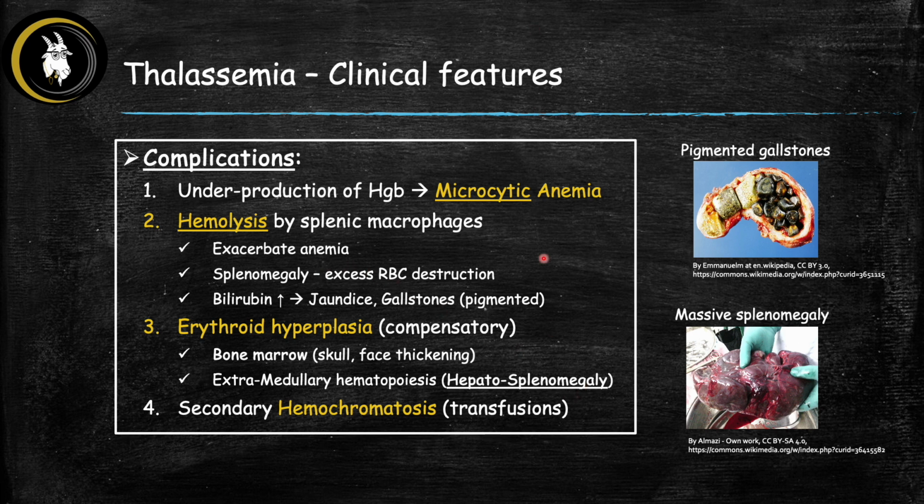And then the final complication is actually iatrogenic, meaning it's caused by the medical treatment of thalassemia. So most patients with severe thalassemia are going to require frequent red blood cell transfusions. And since these red blood cells are also containing iron, these patients are going to end up developing iron overload secondary to the blood transfusions. And this is known as secondary hemochromatosis. And this is a problem because this excess iron can deposit in the different organs like the liver, heart, skin, and pancreas and become toxic.